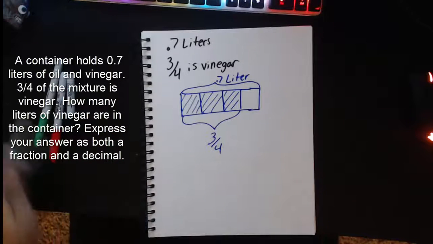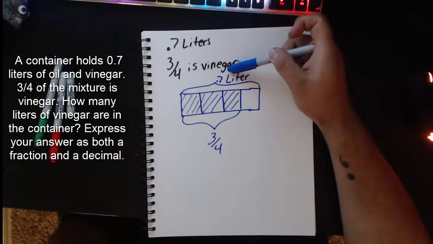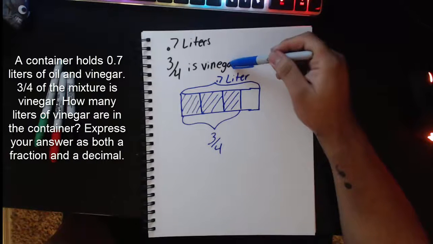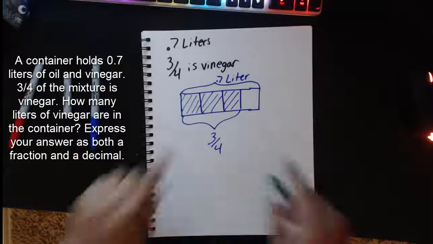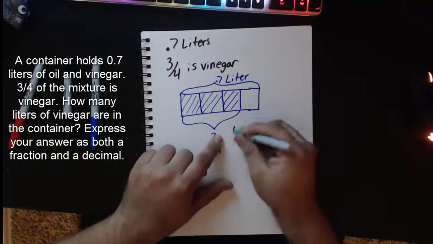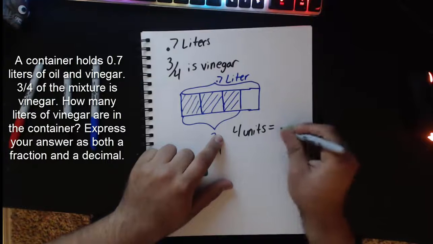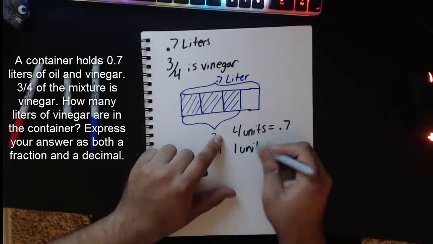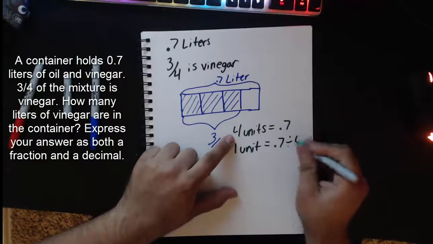Now I'm going to read it one more time. A container holds 7/10 liters of oil and vinegar. 3/4 of the mixture is vinegar. How many liters of vinegar are in the container? Well, I know that in 4 units, I have 7/10. Well, that must mean that in 1 unit, I have 7/10 divided by 4.